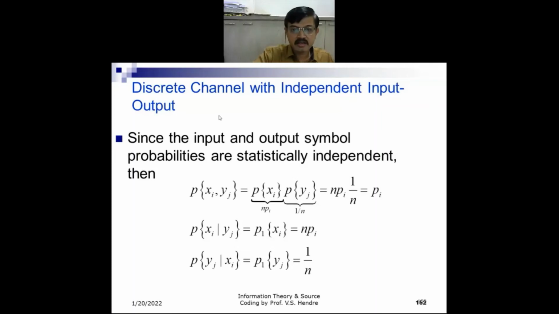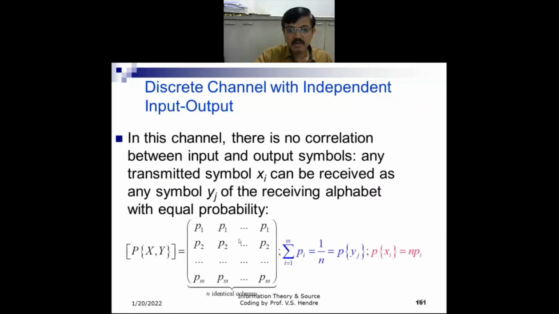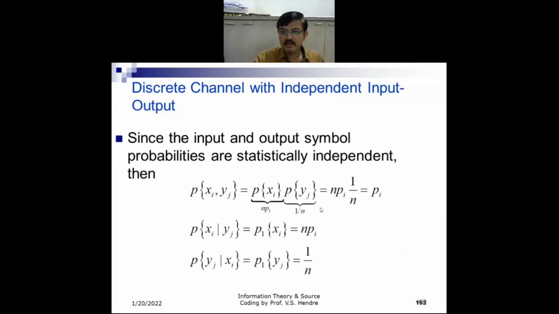For this slide, once again, I'll repeat the content that I'm talking about: independent input, independent output channel, where there is no dependency between input and output. Therefore, X and Y are statistically independent events. They have the same probabilities on every row and such n number of columns. So the total sum of the probability will be 1 by n.